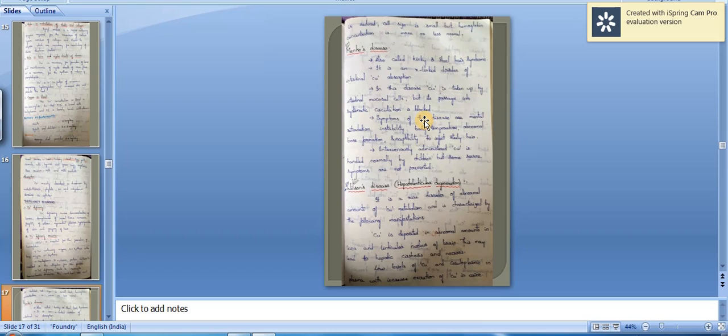Some severe symptoms are not prevented. Next, Wilson's disease or hepatolenticular degeneration. It is a rare disorder of abnormal copper metabolism.